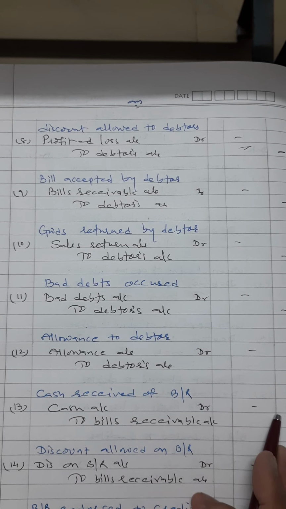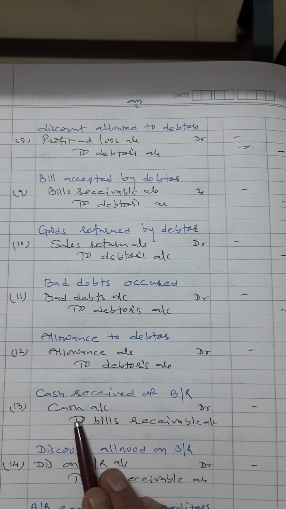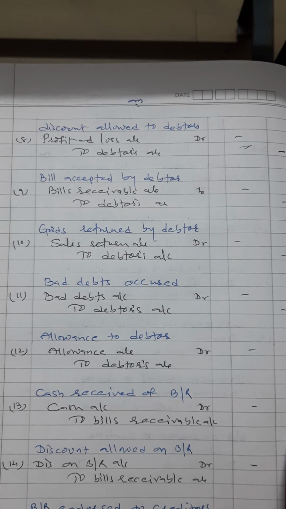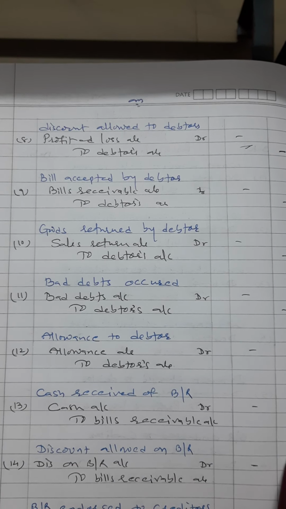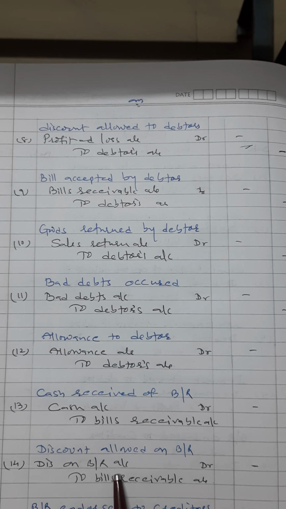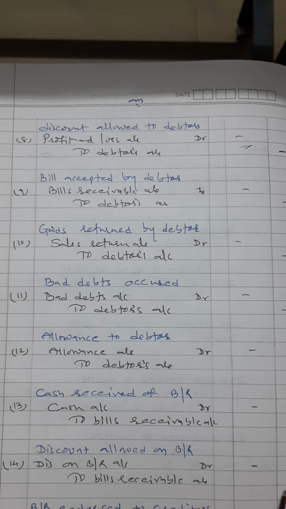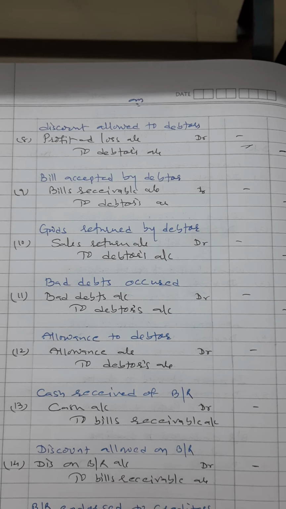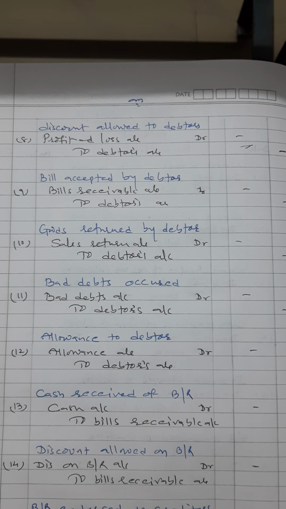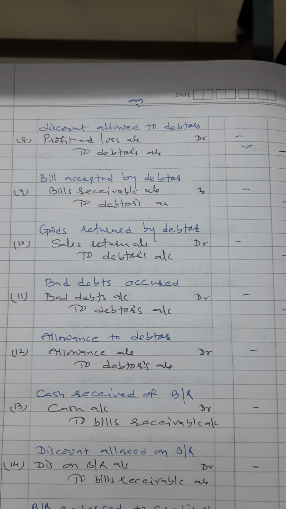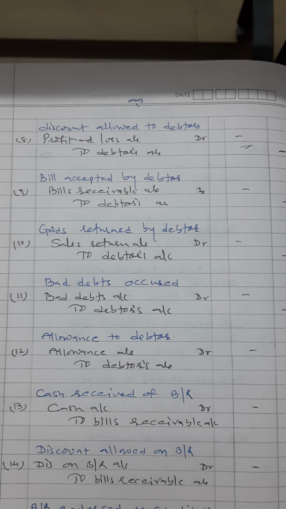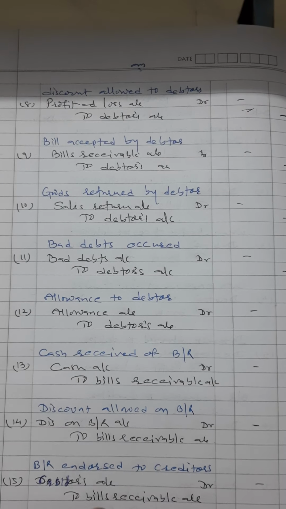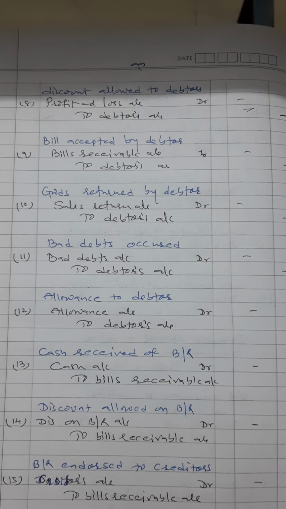Cash received of bill receivable, cash account debit to bills receivable account. Discount allowed on bill receivable, discount on bill receivable account debit to bill receivable account. Bill endorsed to creditors. Creditors account will be debited and bill receivable account will be credited. Creditors account debit to bills receivable account.